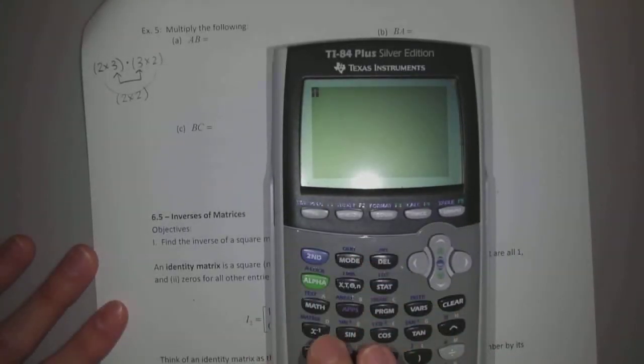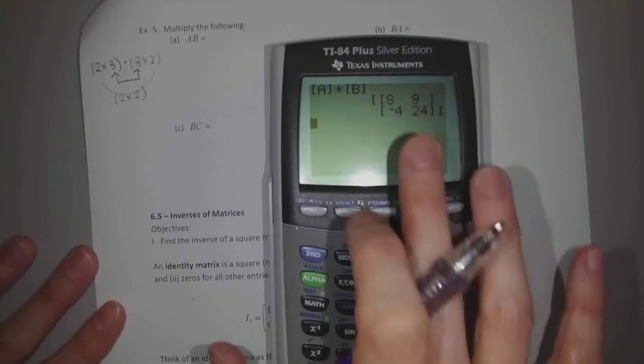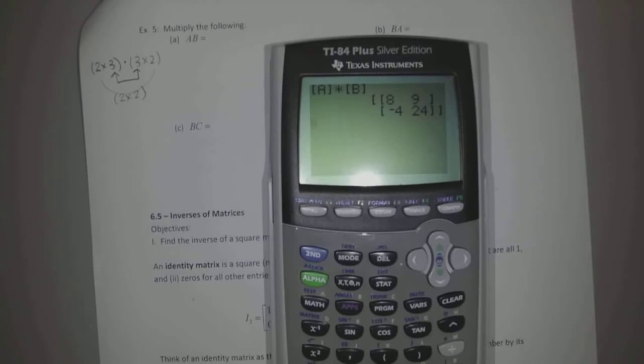So in our calculator, we're going to do second matrix A times second matrix B, and you can just get it on your screen. And look what you get. You get an answer that is a 2 by 2 matrix, which we knew.